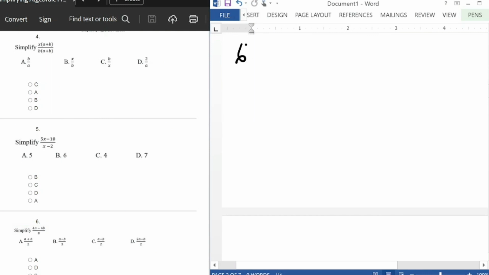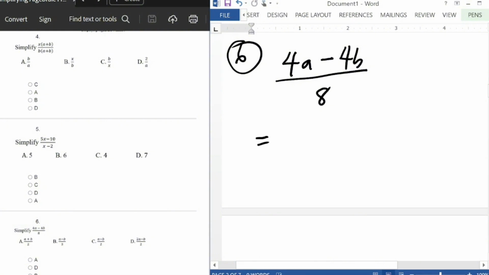For question number 6, we have simplify 4a minus 4b, everything divided by 8. The same way we did number 5, we're going to do number 6 as well, because we cannot divide anything like this. So we factorize the numerator.